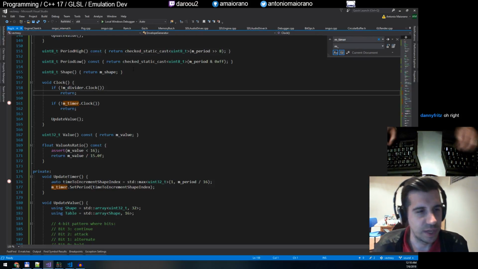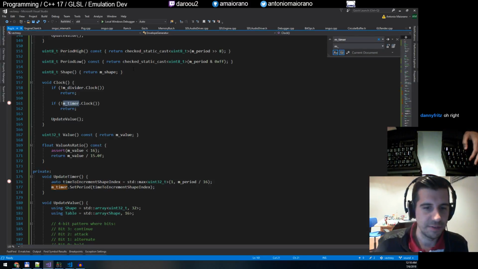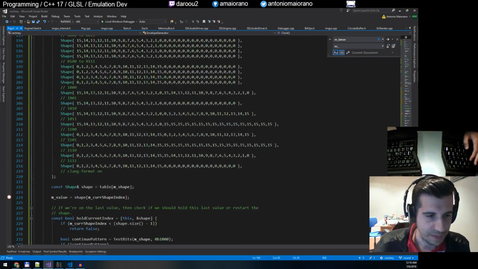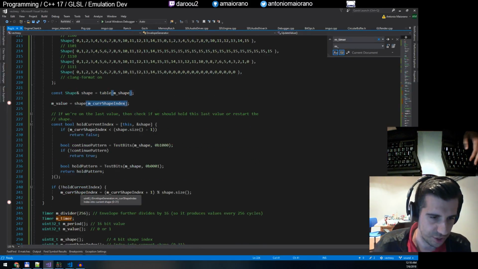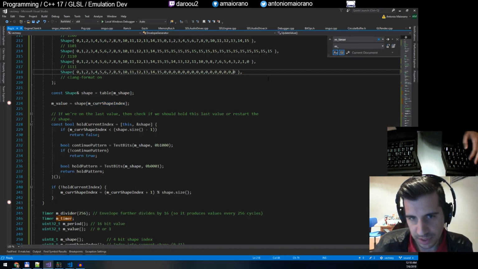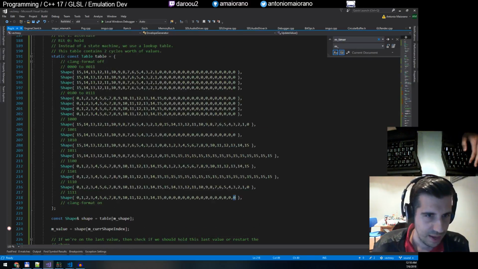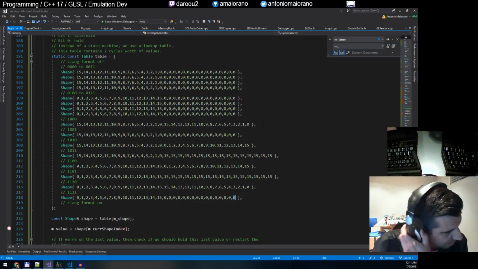After that, every time that is true, so every 256th CPU cycle, I then use my timer to know, did 1/16 of the period elapse? Once 1/16 of the period has elapsed, update value will update value to the current shape index, and then increment current shape index, unless we need to hold the index on the last value. But that's just a special case. It's the case for all of these shapes that have the same value at the end. We end up actually going through all of this, even though it's all zeros, but it doesn't really matter.